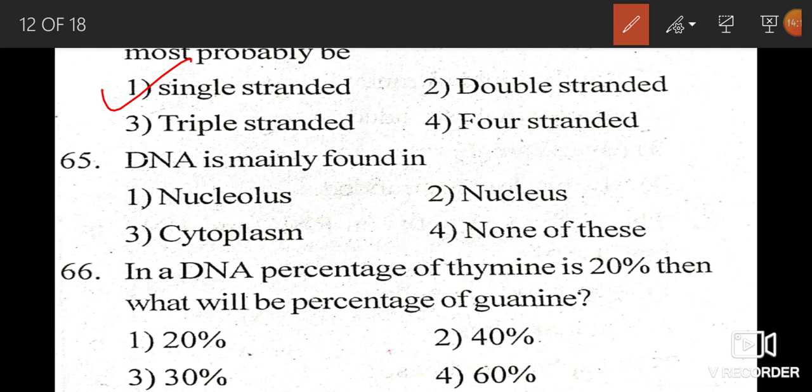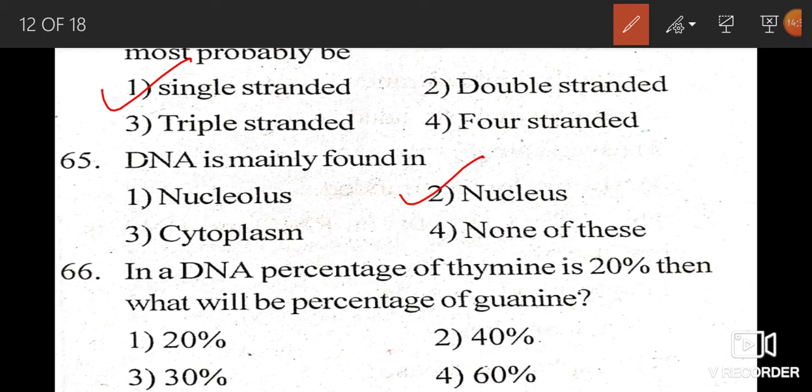Question number 65. DNA is mainly found in. The right option is second one, nucleus. DNA is found in the nucleus.